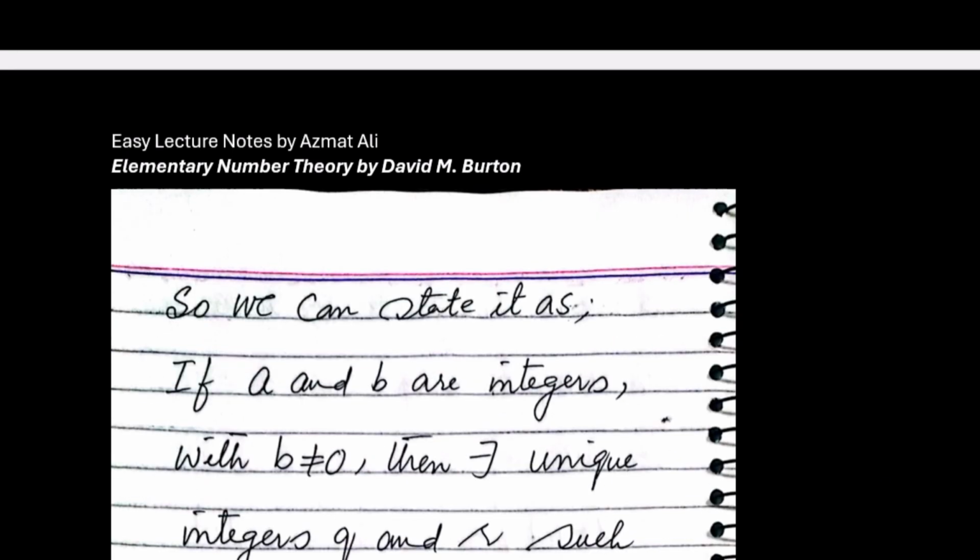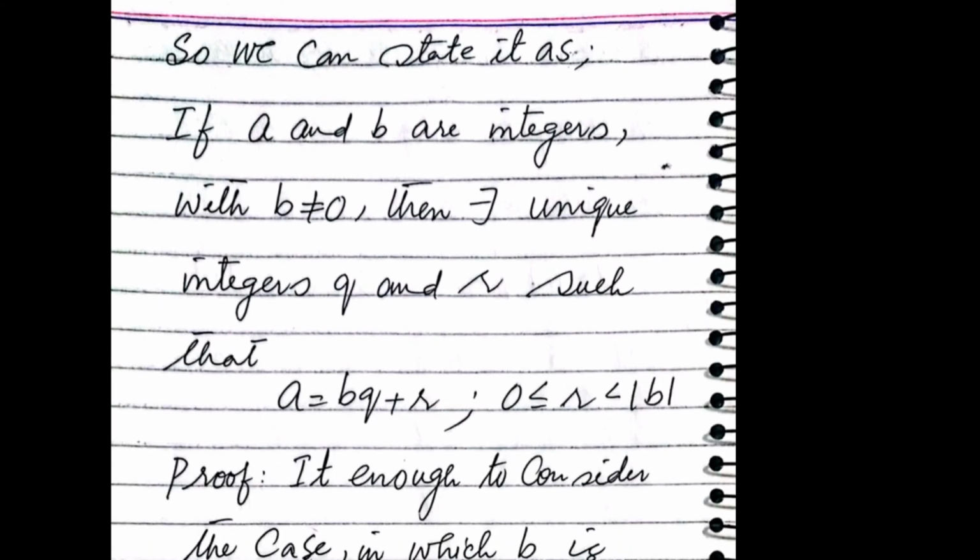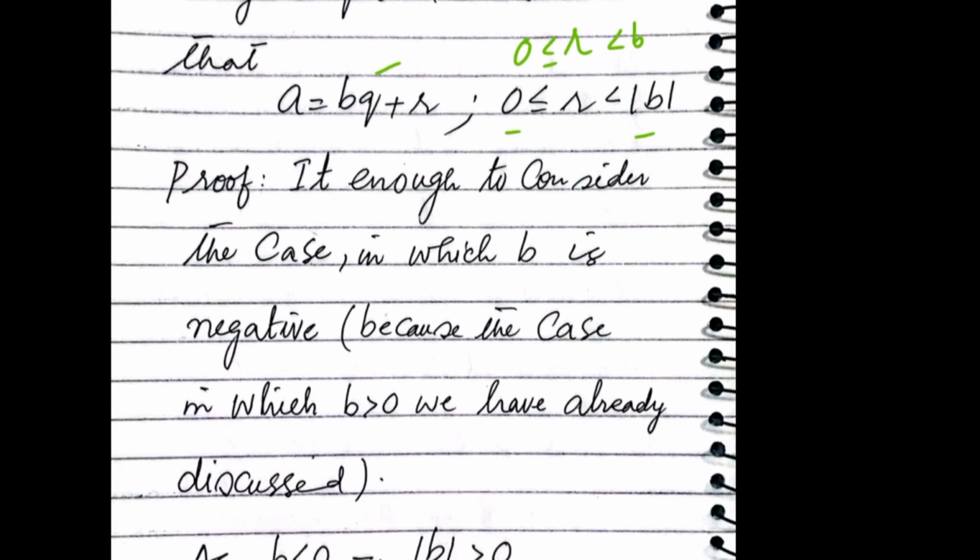So the more general version of the division algorithm can be stated as: if a and b are two integers with b non-zero, then there exist unique integers q and r such that a is equal to bq plus r, where your remainder is bounded by 0 and |b|, while in the standard division algorithm, your remainder lies between 0 and b. Next, we see its proof.